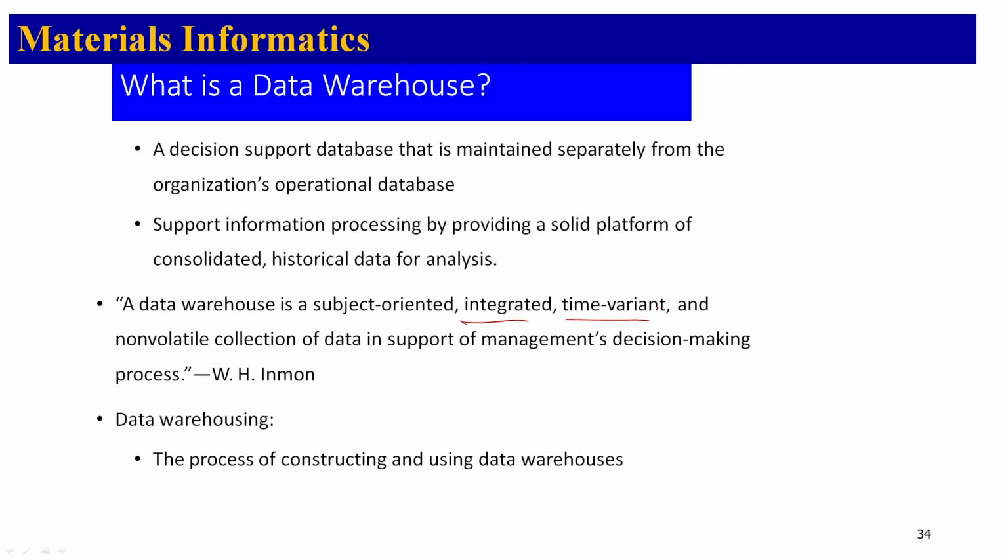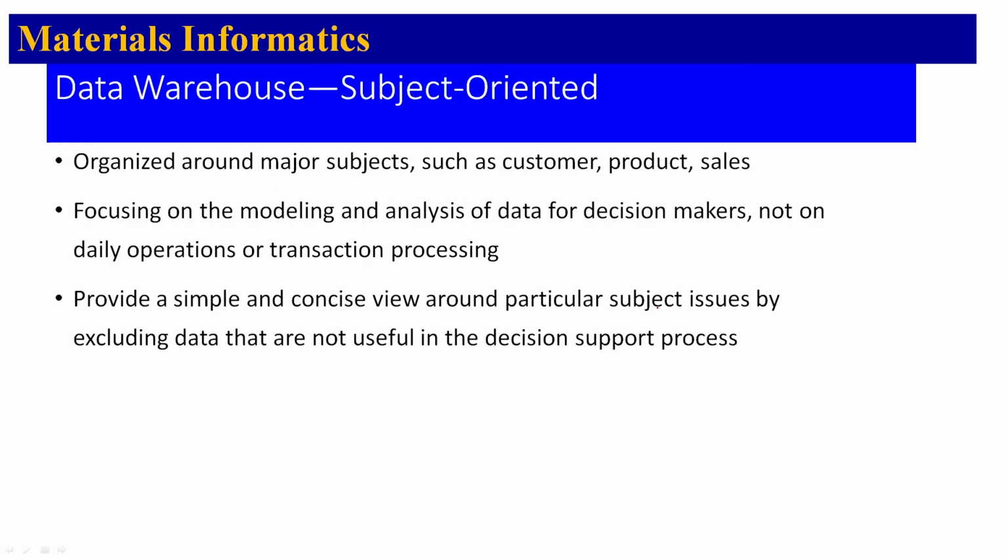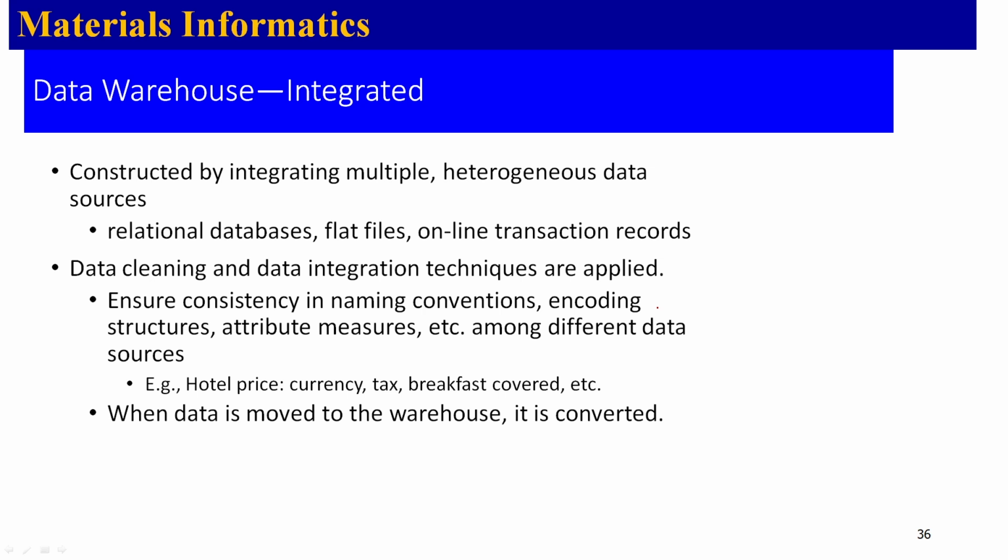So, let us now talk about data warehouses, because a data warehouse is something where we keep the data, and data warehouses can be subject oriented. It can be oriented around major subjects, like in material science you can have physical properties and structure characterizations, just like in normal life, for business, you have customers, products, sales. You can also focus on modeling and analysis of data for decision makers, not daily operations. It can provide a simple and concise view around particular subjects by excluding data that are not useful in the decision making process.